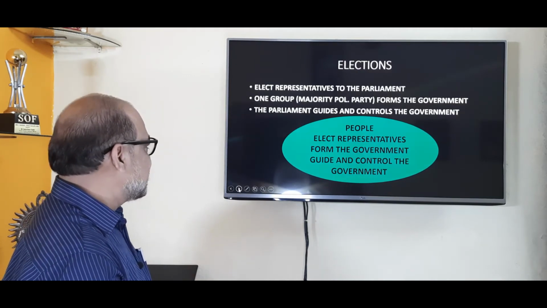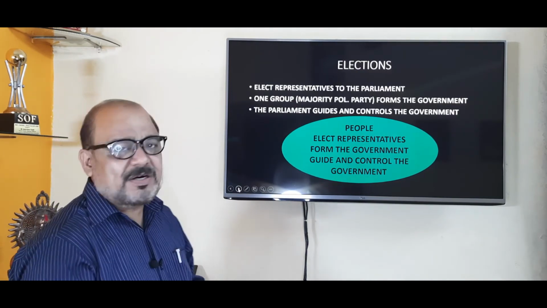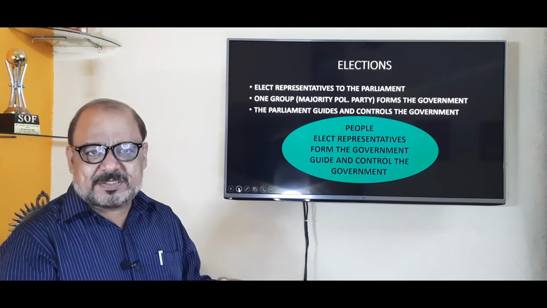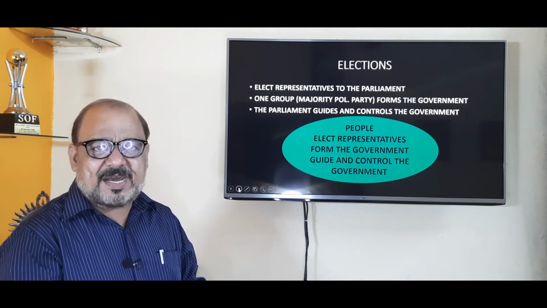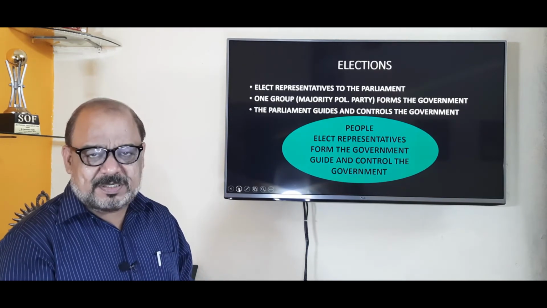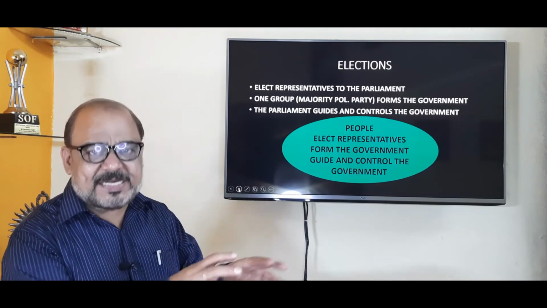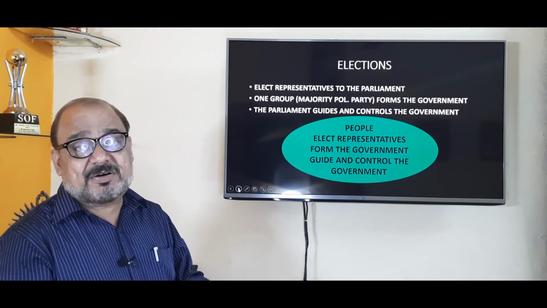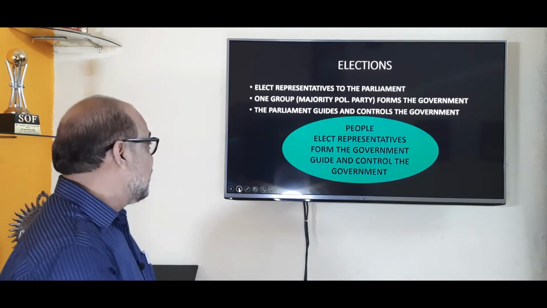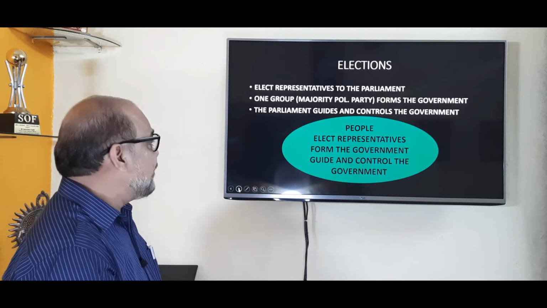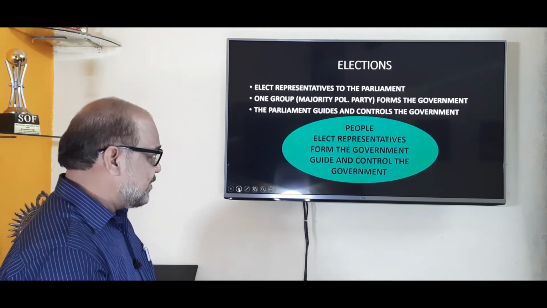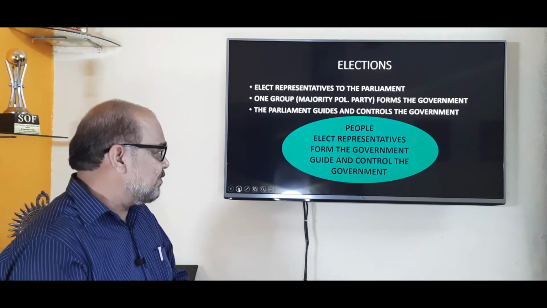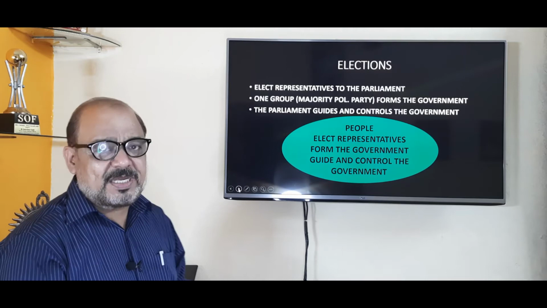And the third thing is the parliament guides and controls the government. In the parliament, elected representatives of the people are there. They ask questions to the government. They control the government. They guide the government. They support the government if the government is doing right. They criticize the government if the government is doing wrong. It means people elect representatives. This is number one. Number two, people form the government. And number three, people guide and control the government.